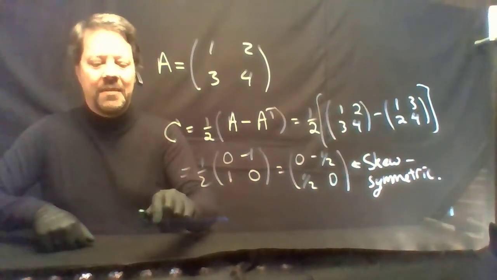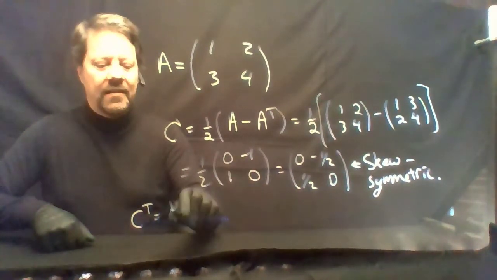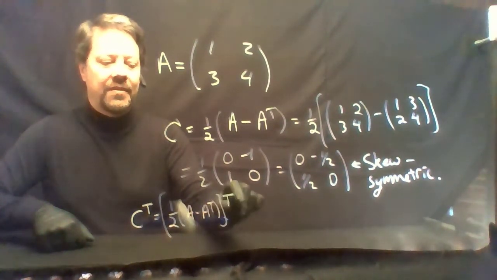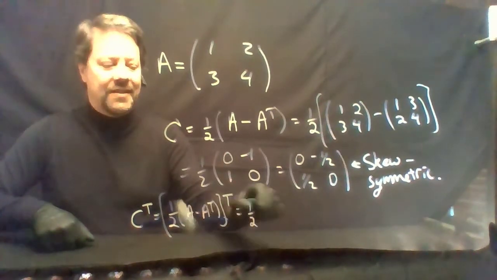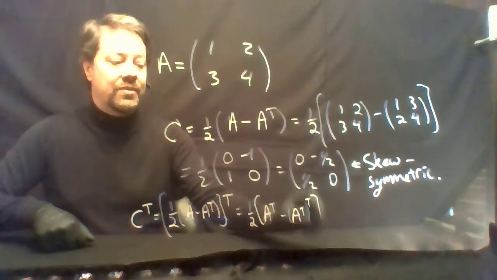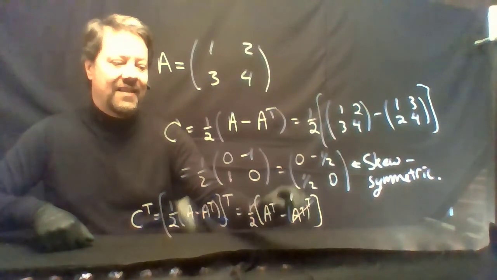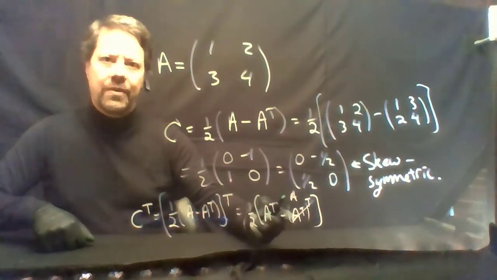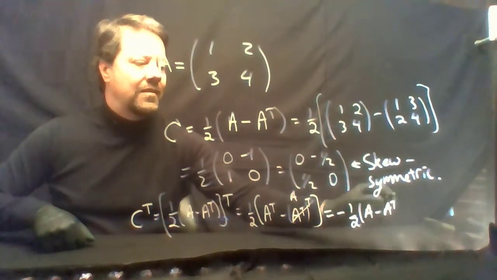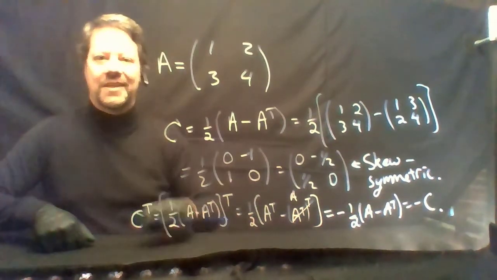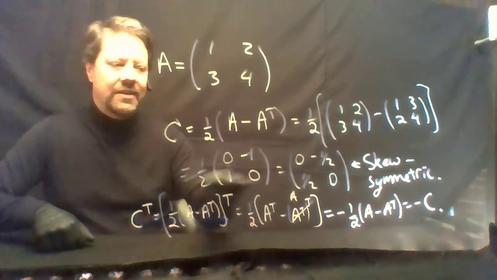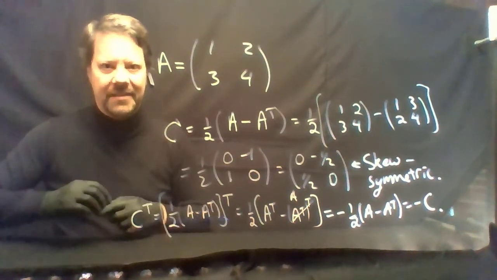That has to be true, because if I take C transpose, I get the transpose of A minus A transpose. The 1/2 comes out of the process. We end up with A transpose minus A transpose transpose, which is just A. But when you reverse the order of a subtraction, you get a minus. And that gives us minus the original matrix C. So we know how to use any square matrix to construct a skew symmetric matrix from it.